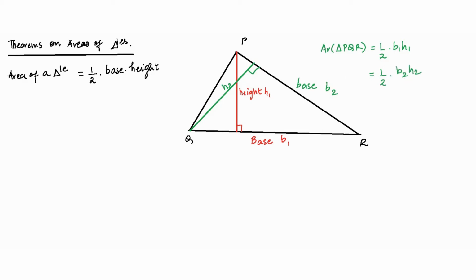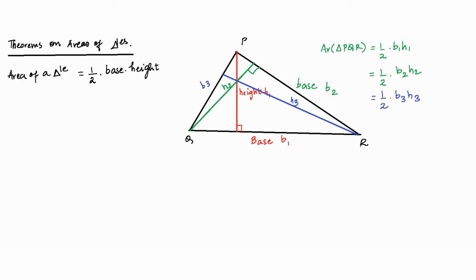And of course, if I consider the side PQ as the base, so if this is the base B3, then the height corresponding to it is drawn from the vertex R, right? This height can be considered as the altitude of the triangle. So in a triangle, you will notice that there are three combinations of base and height that you could consider, and the area of the triangle is going to be half into base into whatever height corresponds to that particular base.